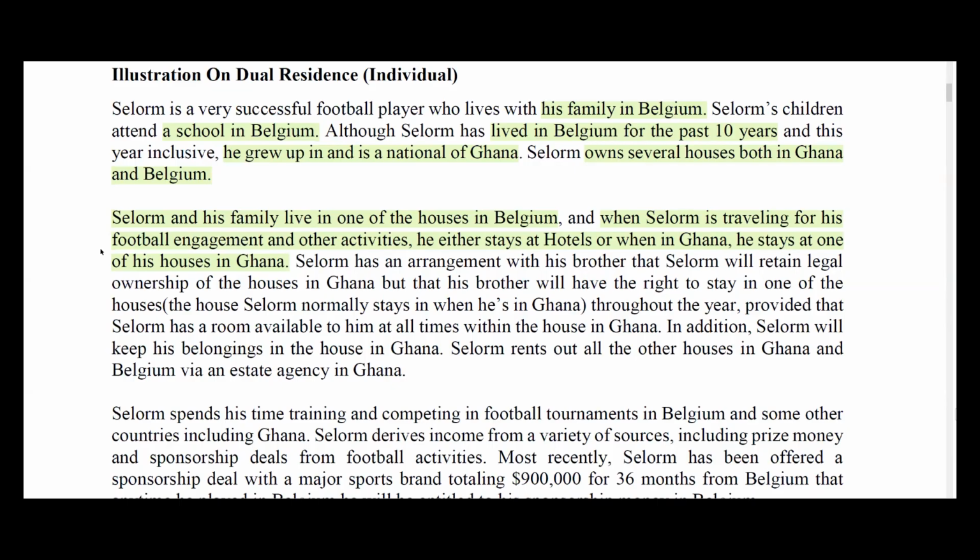Okay, so when he goes for the football engagement in Ghana, and then he stays either in hotels or his house there. Vital interest there? Yes, because football is his activity, so it's a vital interest. Personal and economic relation is an economic relation. But where he's staying, that means that anytime he goes for football engagement, it's habitual.